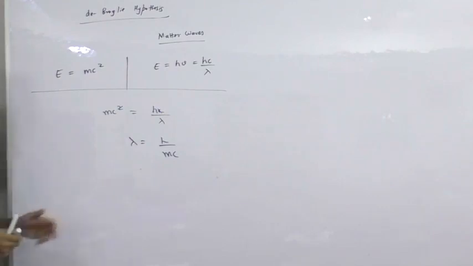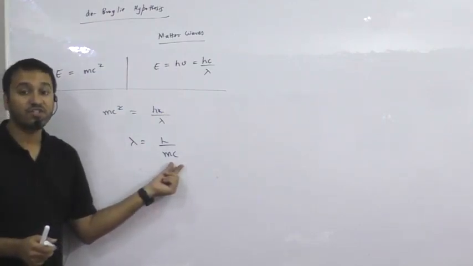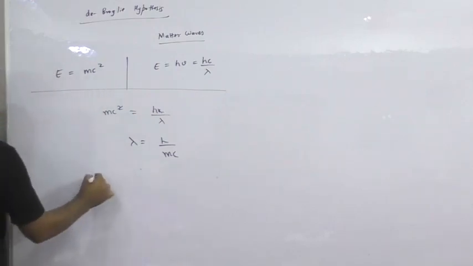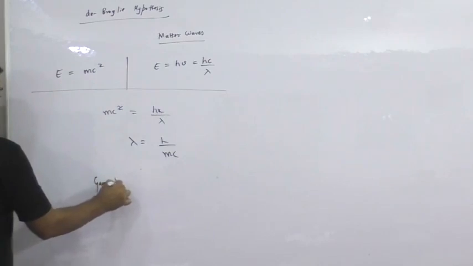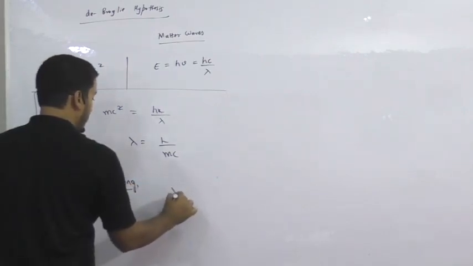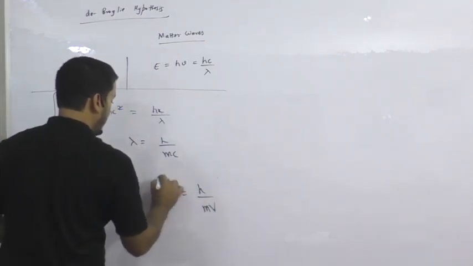But this is for a particle moving at the speed of light. If I generalize this for any particle moving at velocity v, I get lambda is equal to h upon mv.